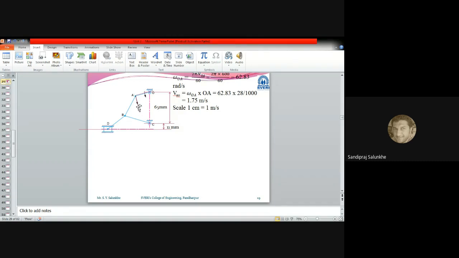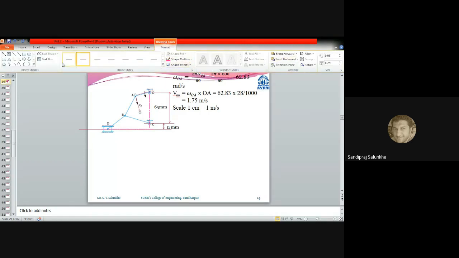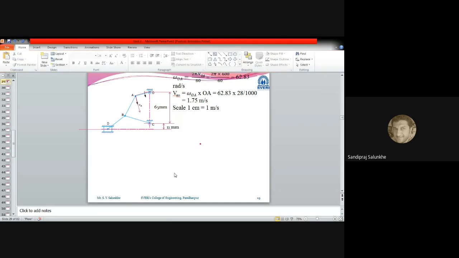So what you have to do? You have to take one arbitrary point which will indicate all the stationary points in the mechanism. Let us say this point. Okay. So we'll name this point as.